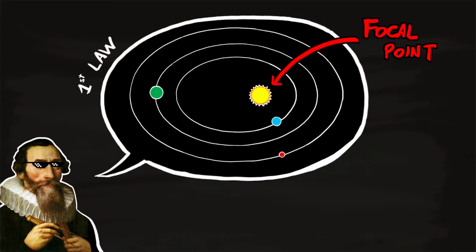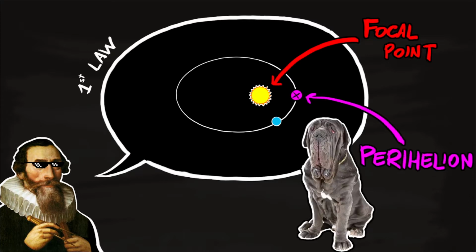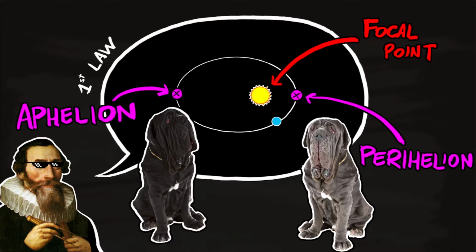The closest point to the sun on each orbit is called perihelion, while this point is the furthest from the sun and it's called aphelion.